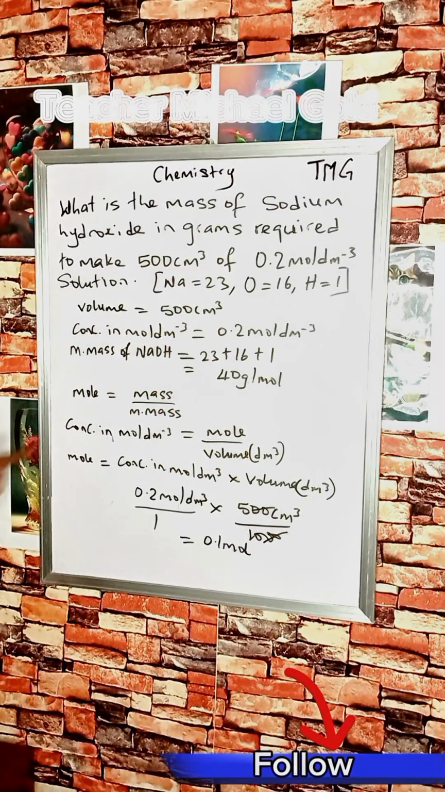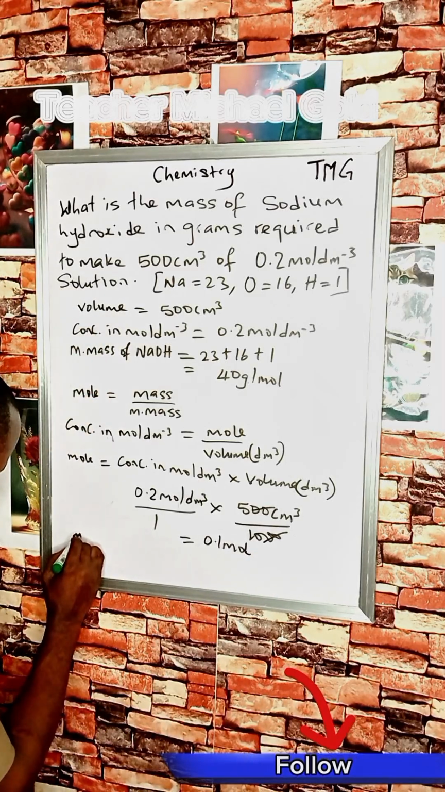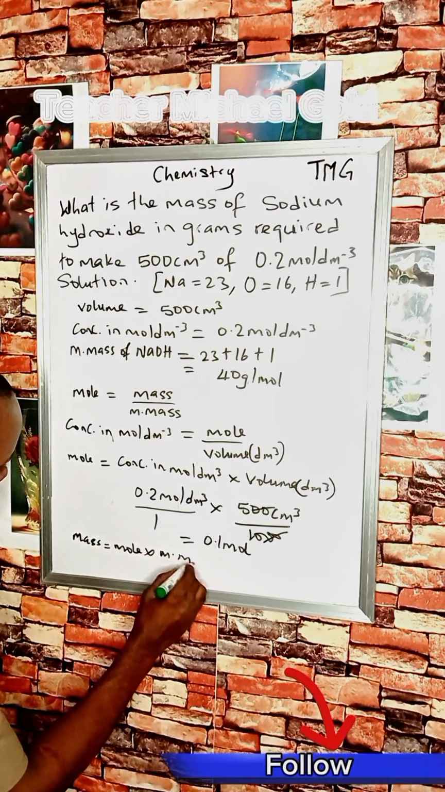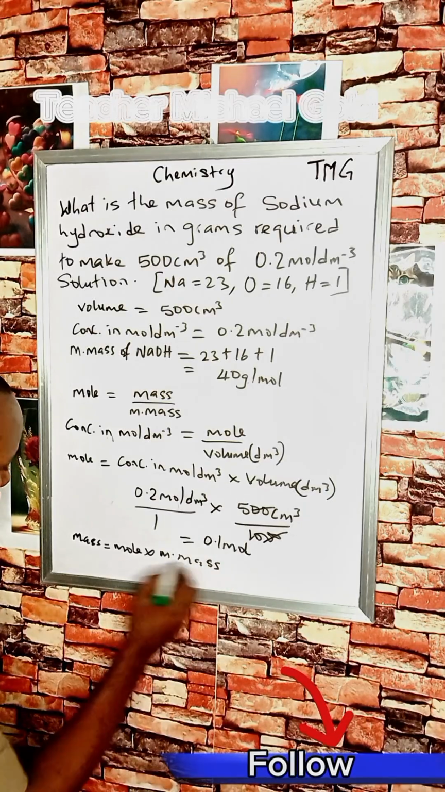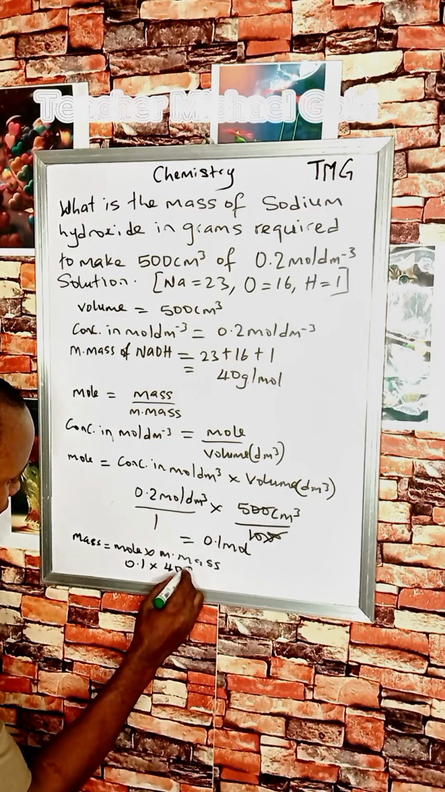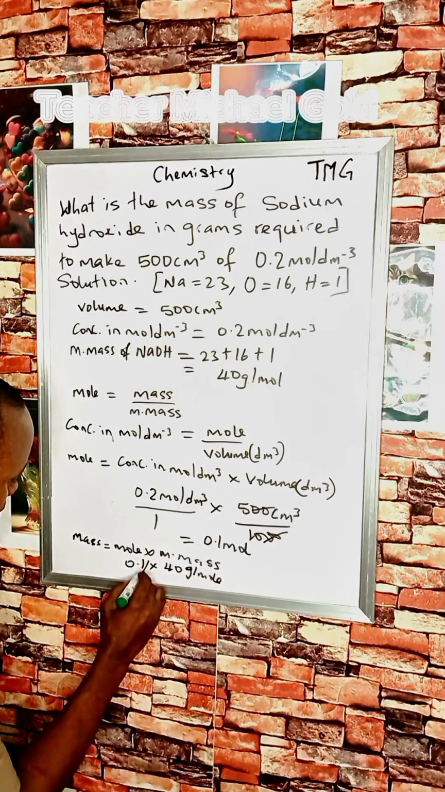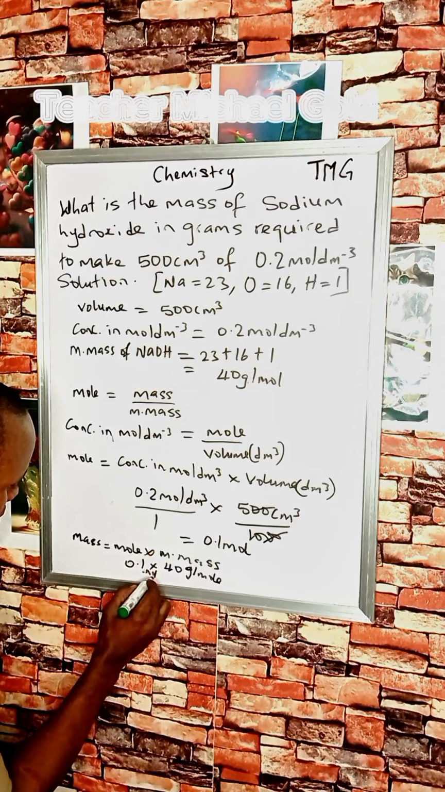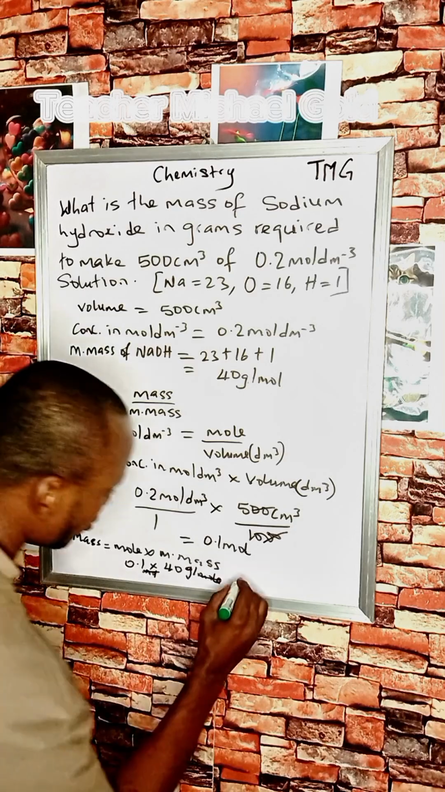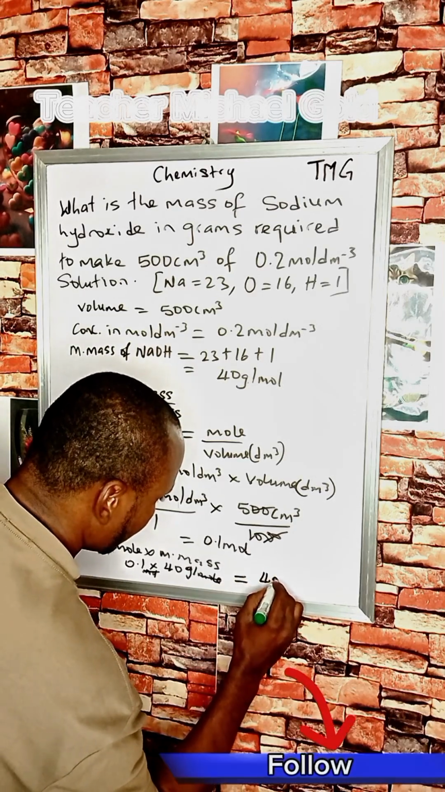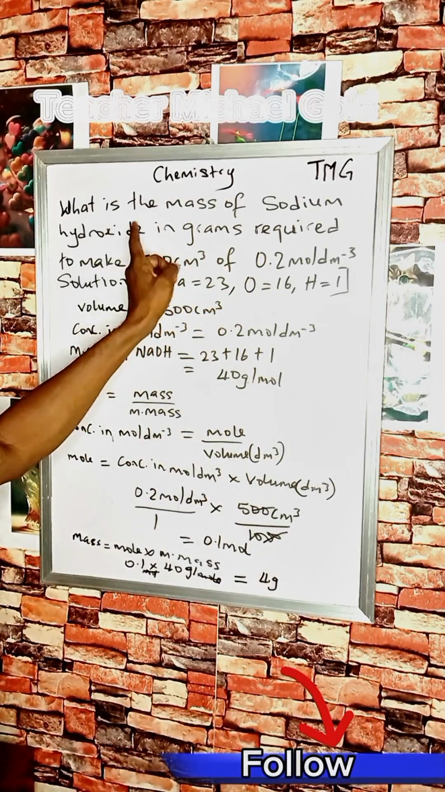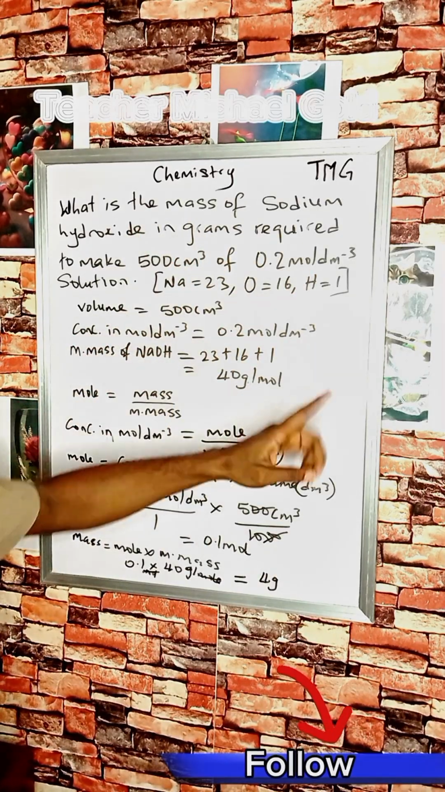Now you can calculate that our mass will be equal to mole times molar mass. So our mole is 0.1, times molar mass, 40 grams per mole. The mole cancels out mole, so it should be 40. So 0.1 times 40 will give us 4 grams. So you can now conclude that 4 grams of sodium hydroxide is required to produce 0.2 mol/dm³ solution.